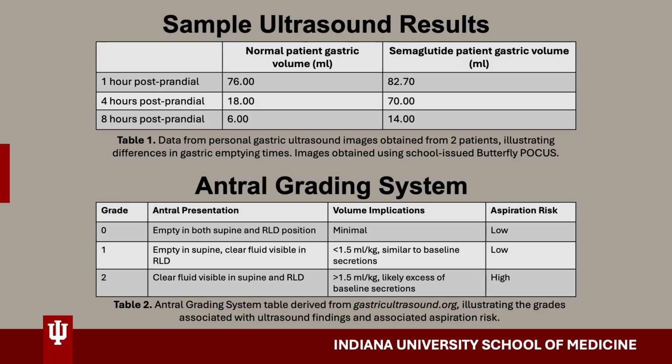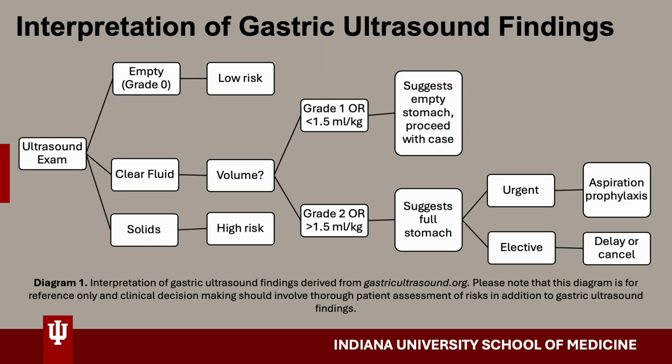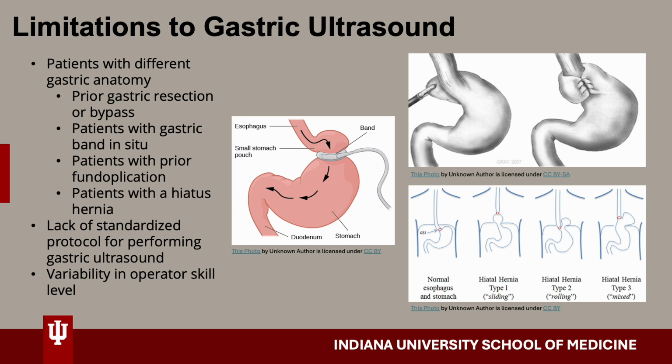The antral grading system uses the estimated gastric volume in the supine and right lateral decubitus position to estimate aspiration risk. This flowchart shows how to use the antral grading system for clinical decision making. Limitations include inaccuracies due to variations in gastric anatomy, lack of standardized protocols, and operator skill level.